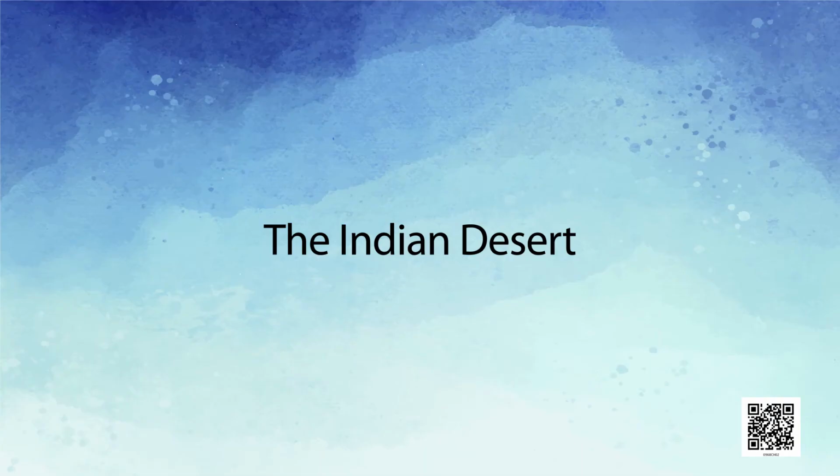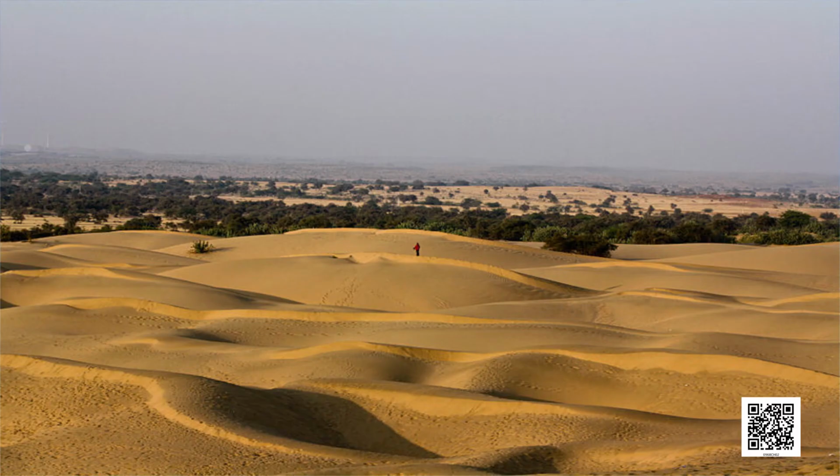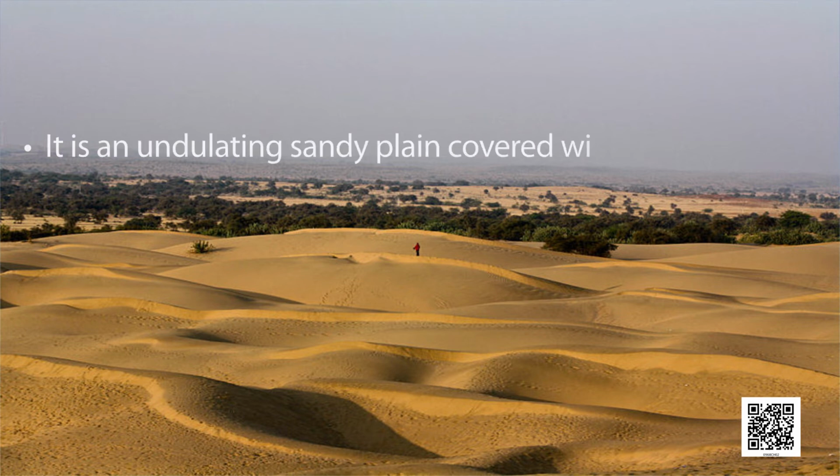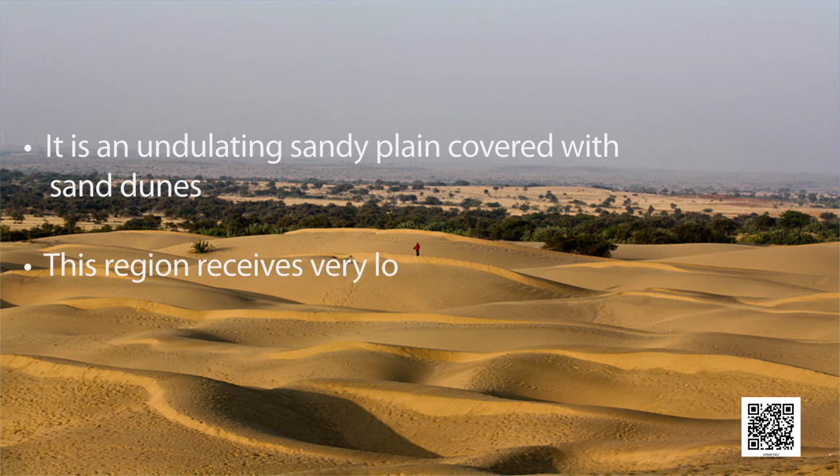Now let's move further and talk about the Indian desert known as the Thar. The Indian desert lies towards the western margins of the Aravali Hills. It is an undulating sandy plain covered with sand dunes. This region receives very low rainfall, below 150 millimeters per year. It has arid climate with low vegetation cover. Streams appear during the rainy season.